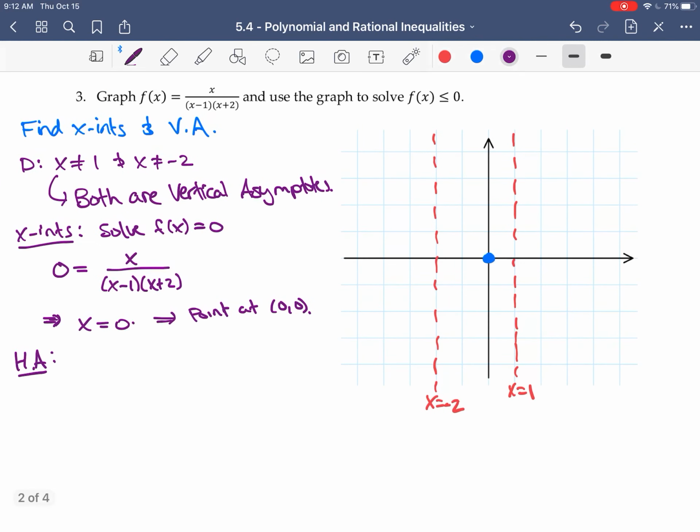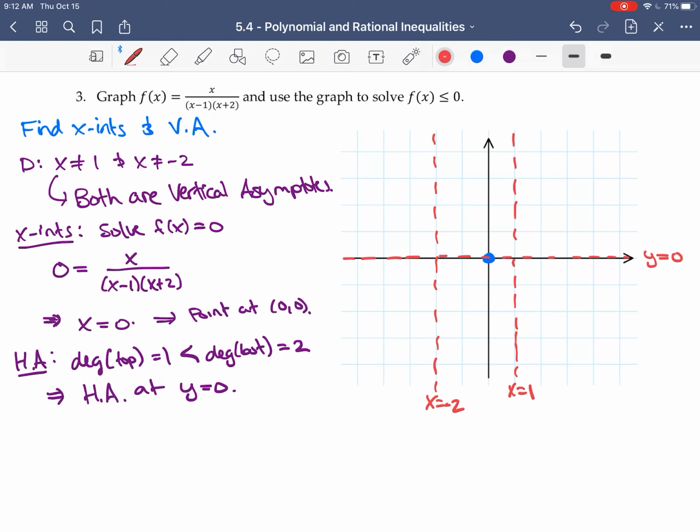Now the degree of the top is 1, and the degree of the bottom, so there's x times x, is going to be 2. So the degree of the top is smaller, so that means that we do have a horizontal asymptote at y equals 0. And obviously we've already found where the graph crosses that asymptote because those are the x-intercepts, of which there happens to be one.